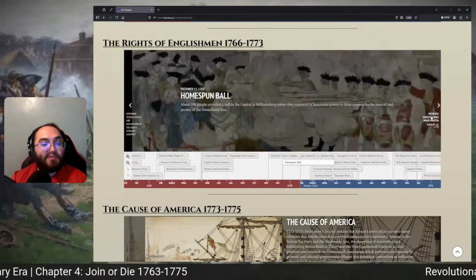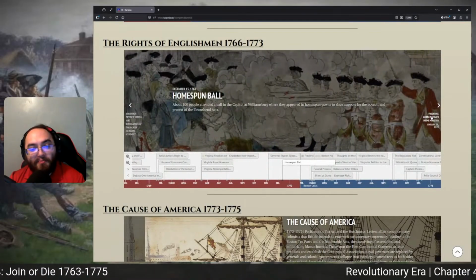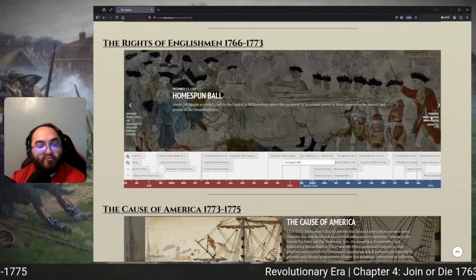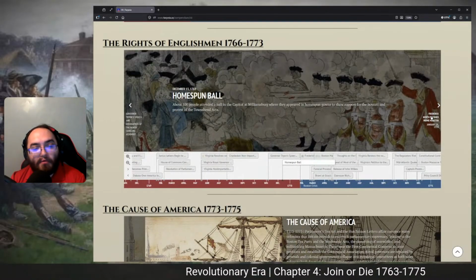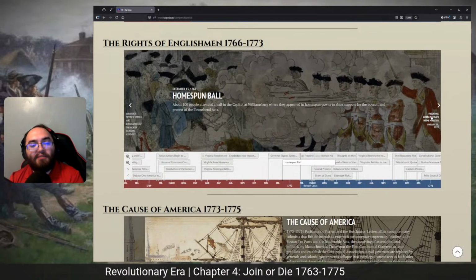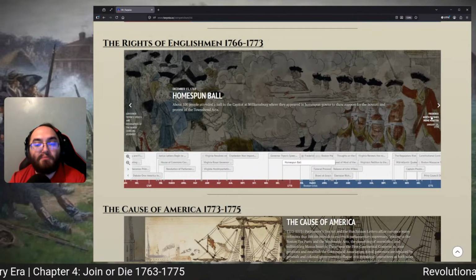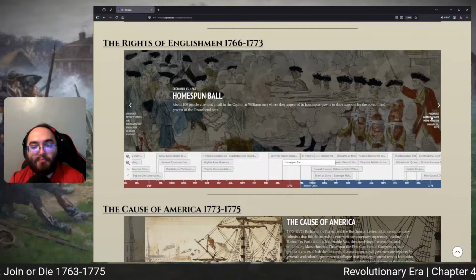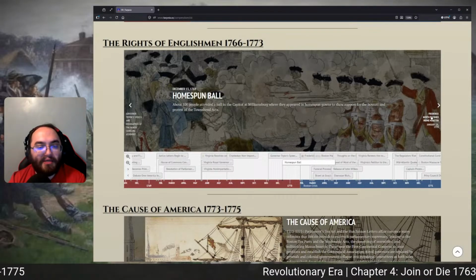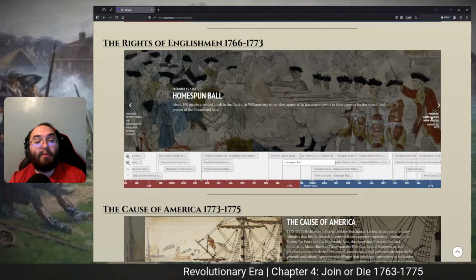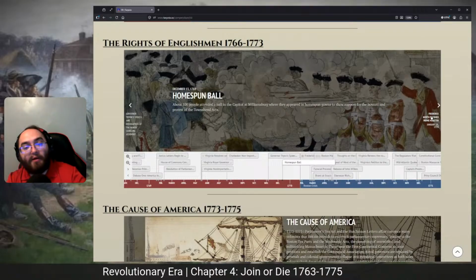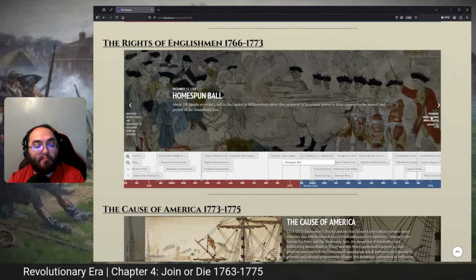And in protest in Williamsburg, Virginia, 100 people will attend a ball, and they will appear in homespun gowns to show support for the boycott and protest of the Townshend Acts. So they're going to make their own clothes instead of buying clothes from Britain.